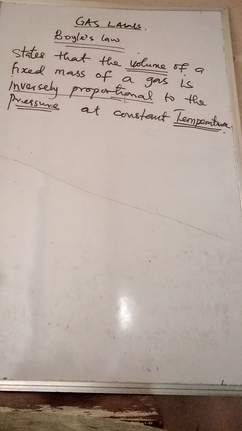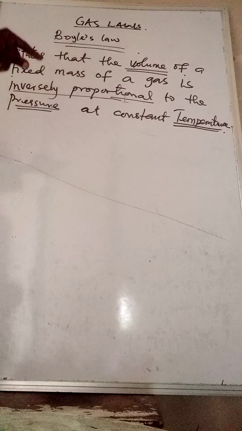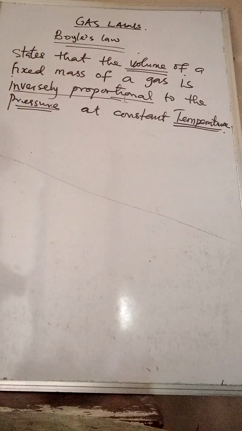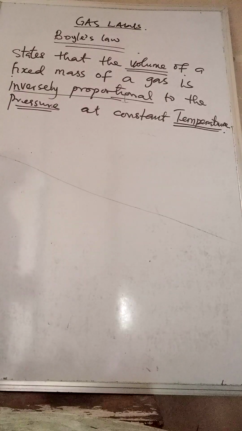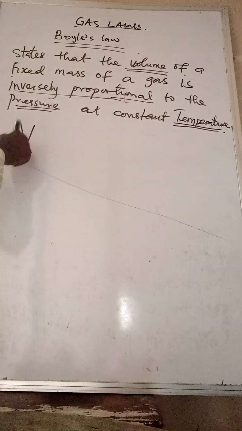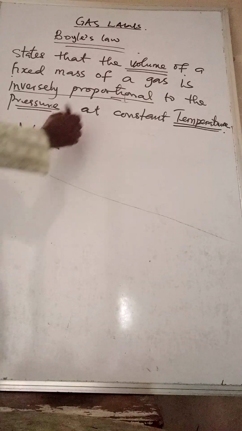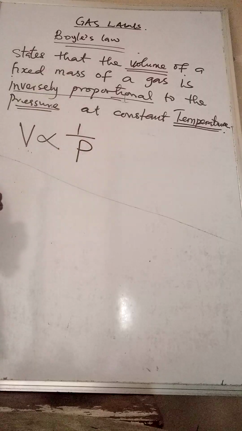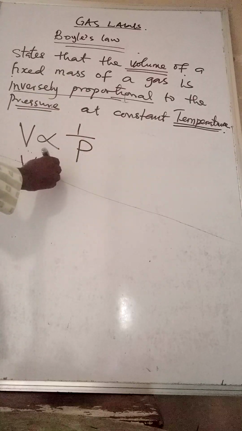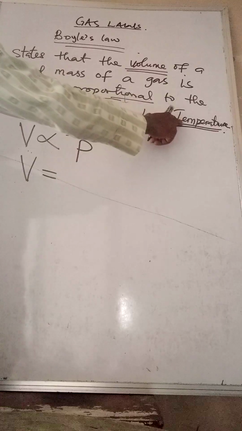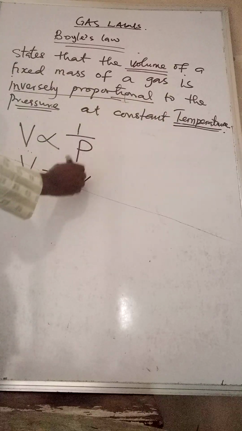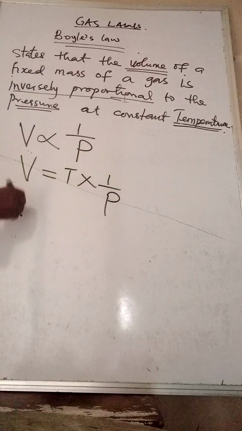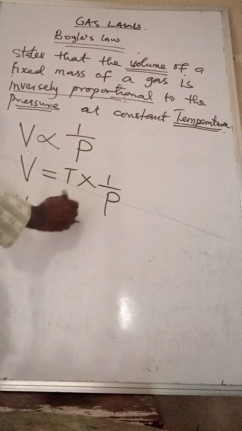Now, this is Boyle's law. Boyle's law says that the volume of a fixed mass of a gas is inversely proportional to the pressure at constant temperature. If V represents the volume, it varies inversely as pressure, which is P. Definitely, V will be equal to the constant temperature, T, multiplied by the inverse of pressure. So we have V = T/P.